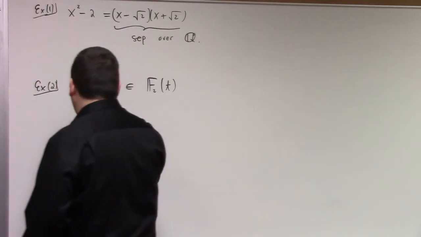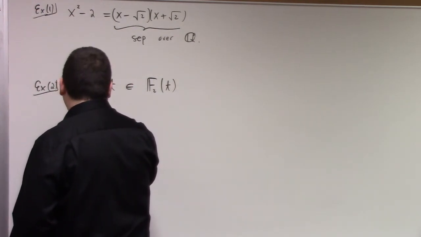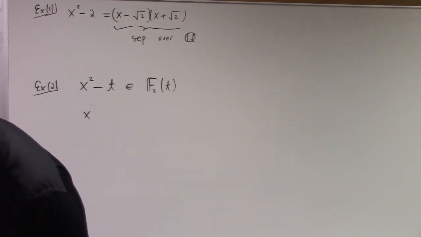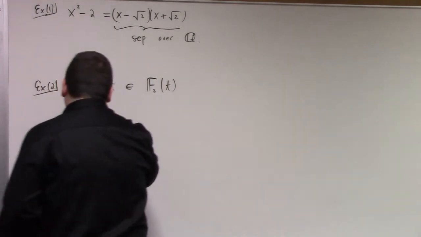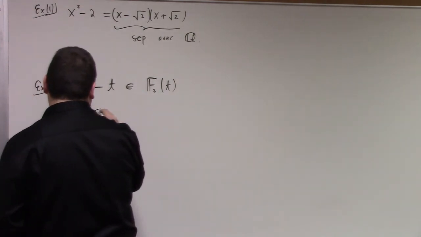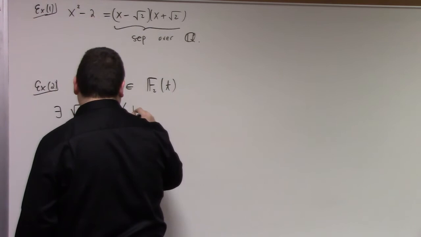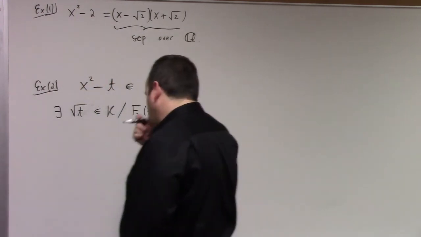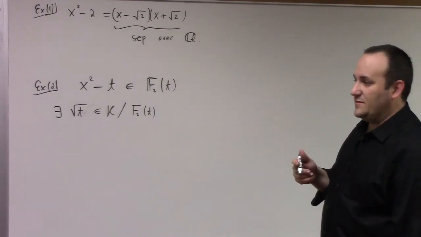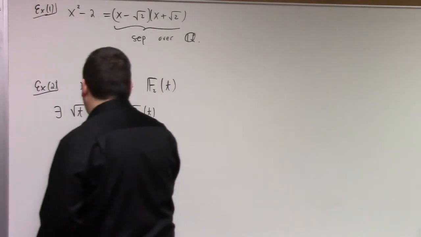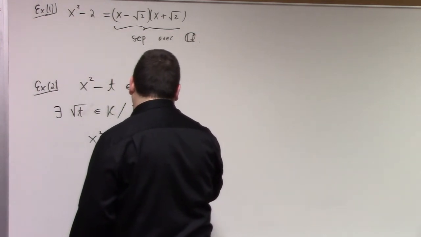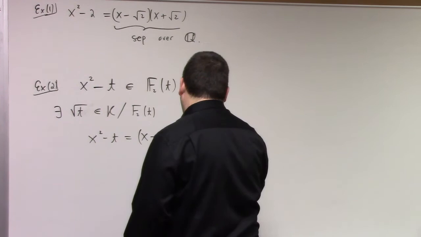But in this we have, let's see here. How's it go? Sorry. So, goodness gracious. So there exists the square root of t, right, in some extension of this. Right? And in that splitting field, what do we have? We have x squared minus t is equal to x minus the square root of t times x plus the square root of t. But what does that give us?